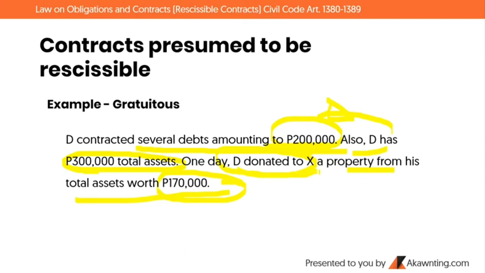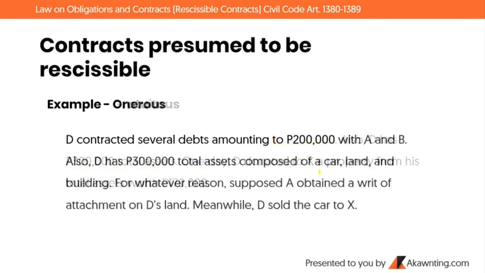So, yun, pwedeng ipa-rescind pag eventually napatunayan nga talaga na fraudulent yan. Okay, so in fraud of creditors yan. So, magfo-fall yun sa third case natin dun sa Article 1381. So, magiging rescissible contract yung ginawang donation kay X. Okay? So, how about when we are dealing with onerous contract?